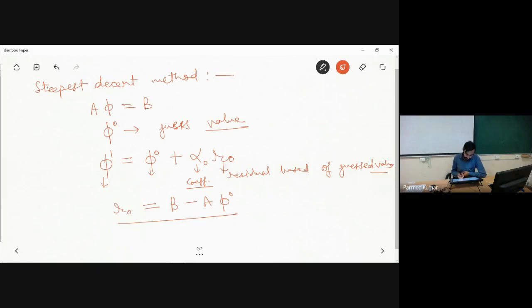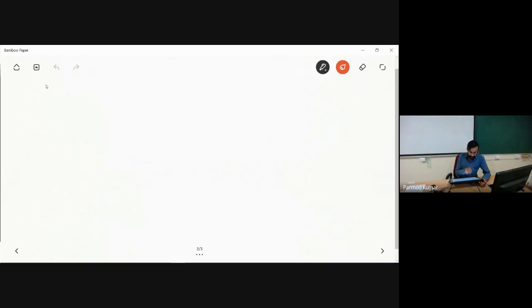But what is the significance of this R naught? Why am I choosing R naught, and why this alpha naught? What is the value of alpha naught? Let us now try to see. I told you that in gradient search based methods, the first thing we have to do is find a function f of phi, which is equal to half of phi transpose A phi minus B transpose phi plus C.